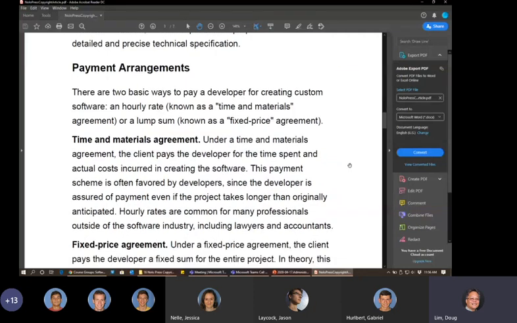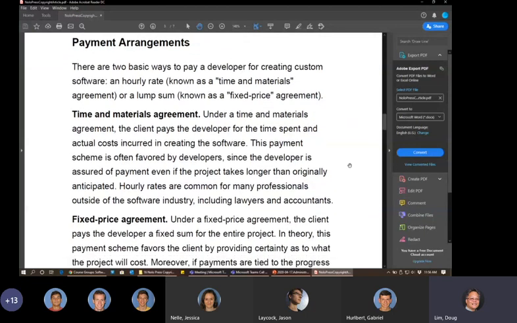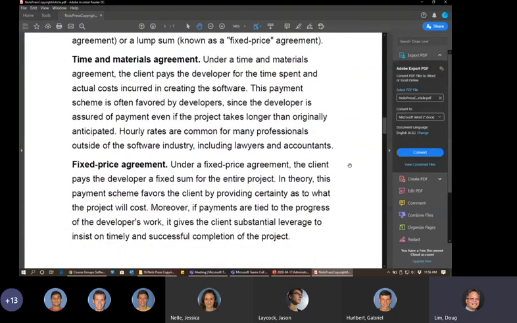So the other area is payment arrangements. There's basically two ways to pay the developer. One is an hourly rate known as time and materials, or the other is a lump sum agreement known as a fixed price agreement. So I've been involved with contracts using both of these schemes, and certainly each has their pros and cons.